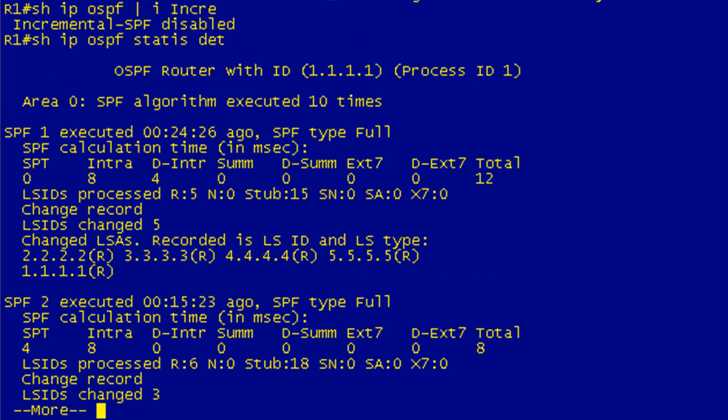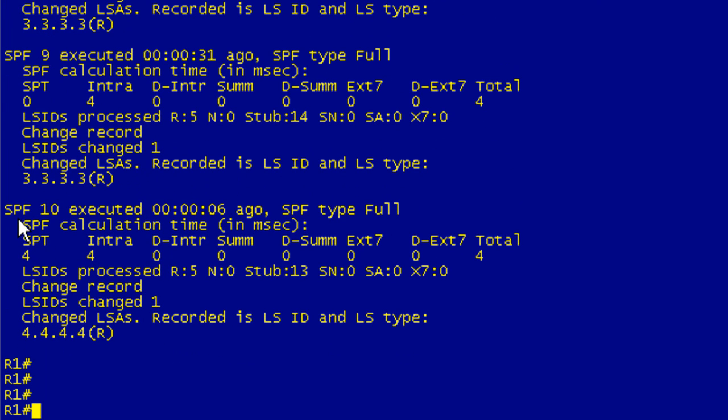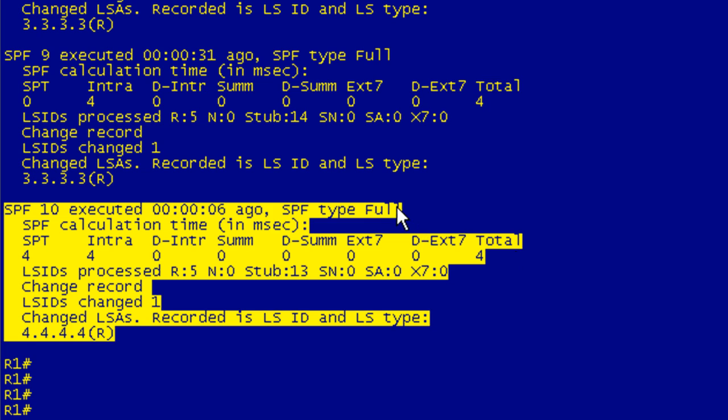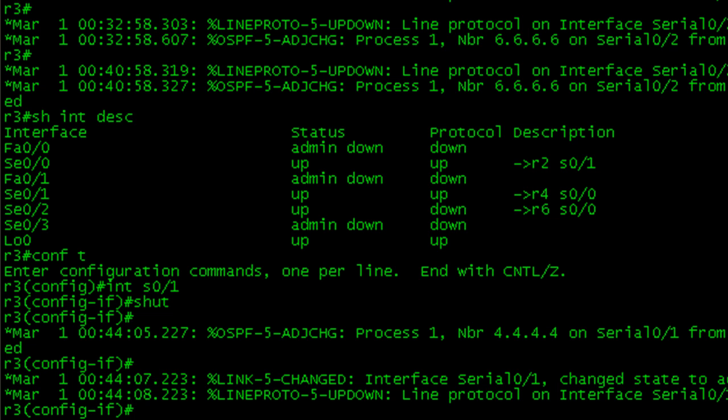We need the details. And we can see here now we're up to our 10th SPF change, and we'll just spacebar till we get to the bottom. And here's our last change, and you can see that the SPF type was full, which is really kind of a waste of resources, because we really don't need a full SPF calculation. Six seconds ago we had a full change. So let's go ahead and bring this guy back up.